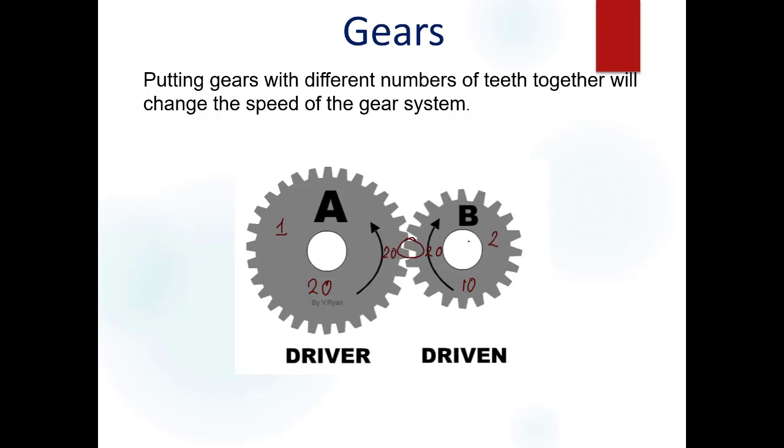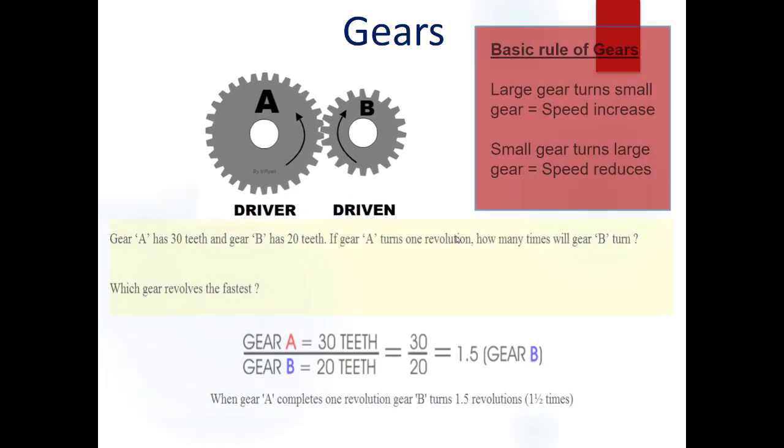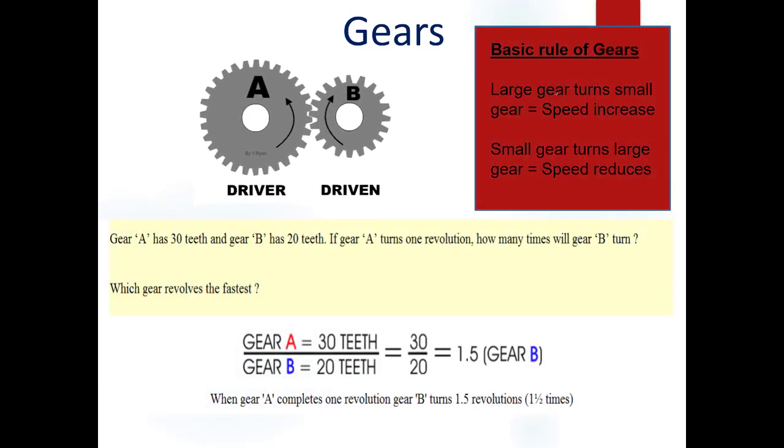And that's how we get our speed change in gears. Now, there is an equation to help you solve this. First of all, the basic rules of gears. The larger the gear is, the slower it turns. The smaller the gear is, the faster it turns. So if the big gear turns the small gear, you get a speed increase. If the small gear turns the big gear, you get a speed decrease.